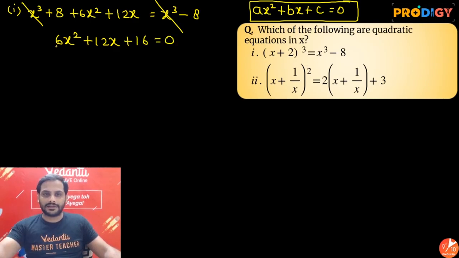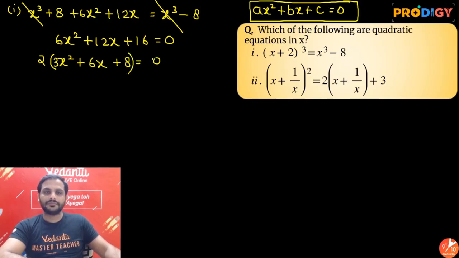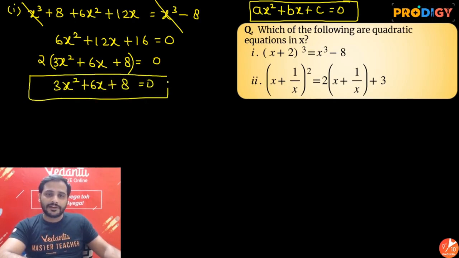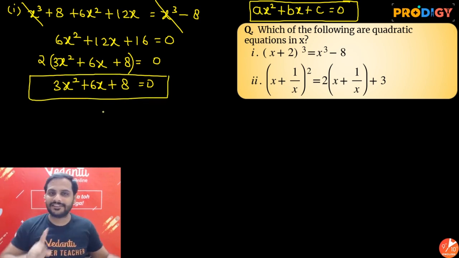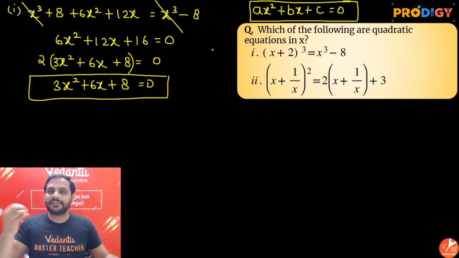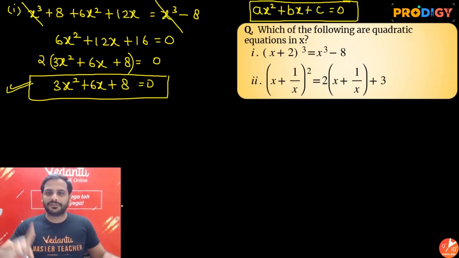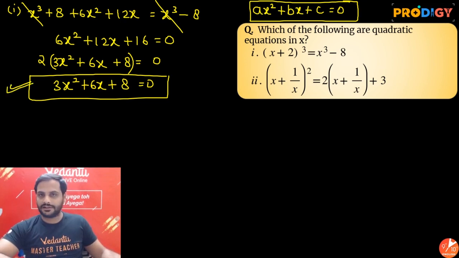Now I can take 2 common. So if I take 2 common, 3x square plus 6x plus 8 equal to 0. Shift this 2 in division. So we can see it is 3x square plus 6x plus 8 equal to 0. Now compare it with the standard form, guys. As you can clearly see, it is in the standard form. One x square term is there, one x term is there, c is also there. So a is 3, b is 6, c is 8. So it is a quadratic equation. The first one is a quadratic equation.